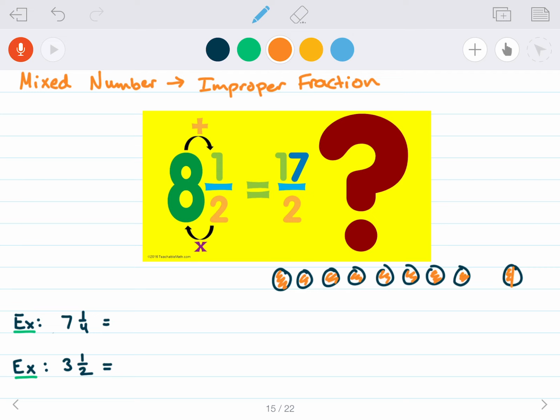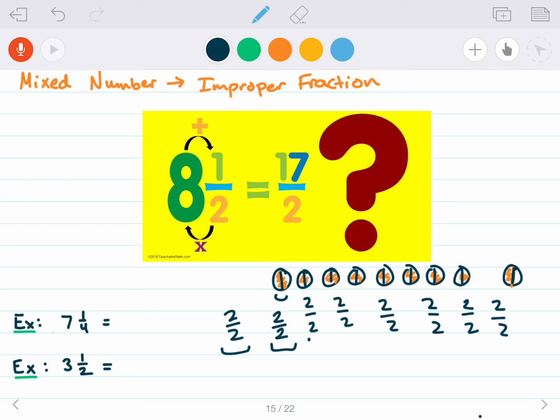So this is 8.5. Now, if I want to write it in terms of halves, I can just cut all these things in halves. So I just cut everything into half, that's fine. And then I count how many halves I have. Well, I got 2 halves here, 2 halves here, 2 halves here. You see where this is going? 2 halves, 2 halves 8 times. 1, 2, 3, 4, 5, 6, 7, 8. I can't count, you guys. I think that's 8 of these.